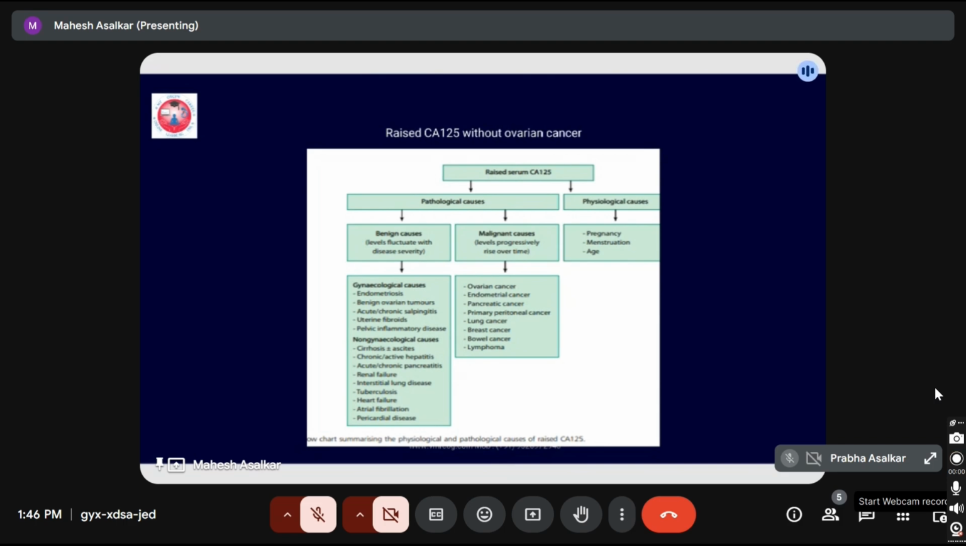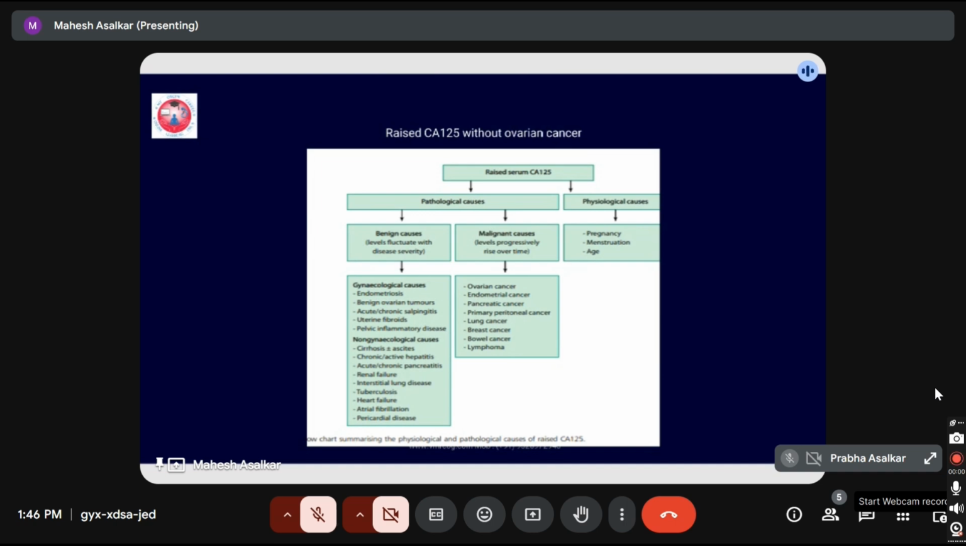So it is not only ovarian cancer but other malignant conditions such as pancreatic cancer, primary peritoneal cancer, bowel cancer, okay, breast cancer, etc. These are various cancers in which these levels are raised. And benign conditions can be of gynecological origin or they can be of non-gynecological origin. Gynecological conditions such as endometriosis, then you can have benign ovarian tumors, or there can be acute salpingitis, chronic salpingitis, uterine fibroids, then pelvic inflammatory disease. In these benign conditions also CA125 level will be raised.